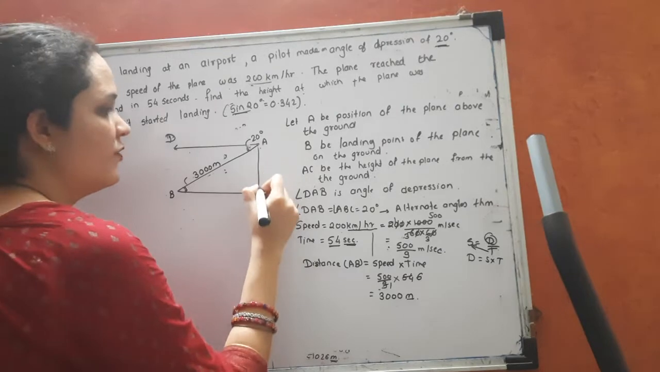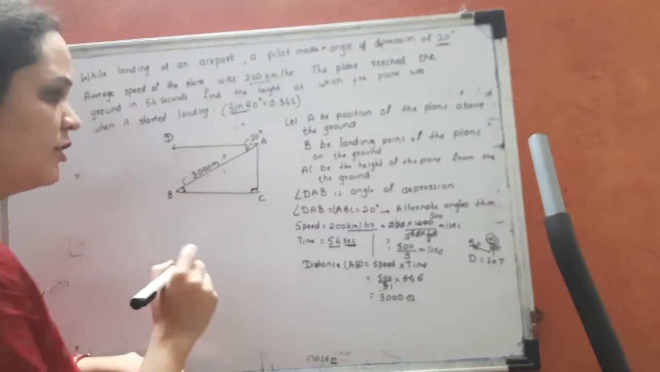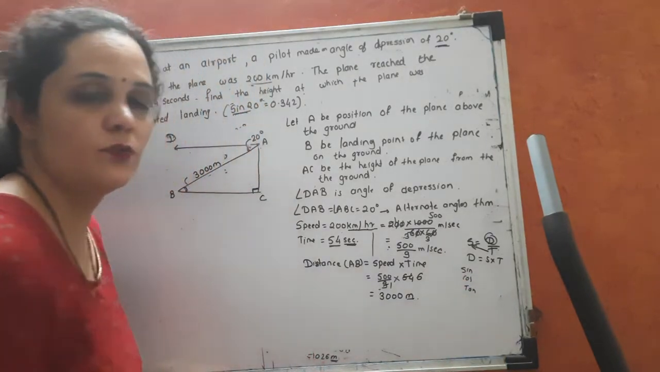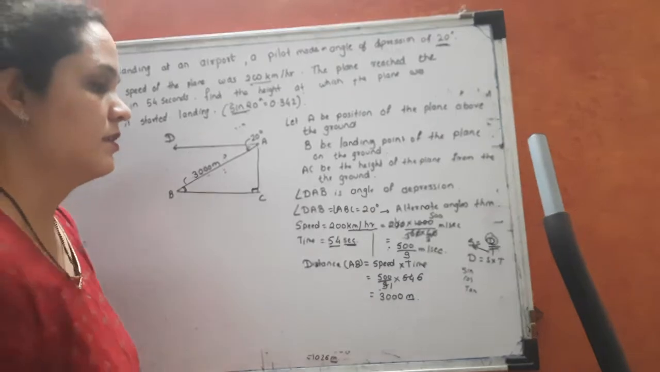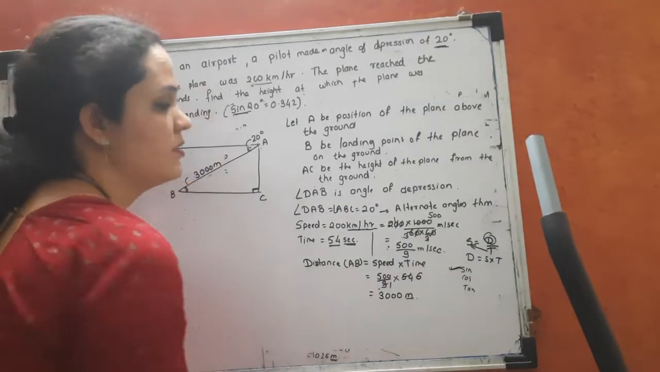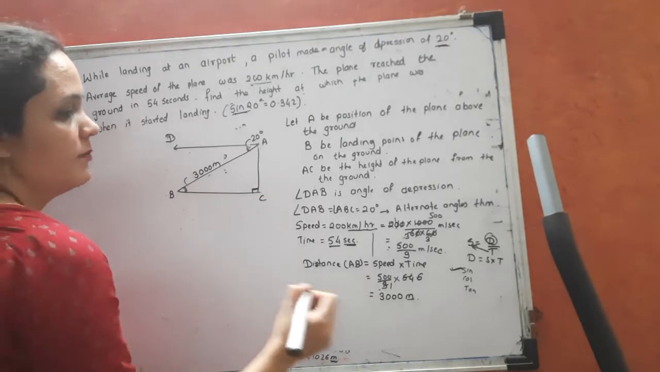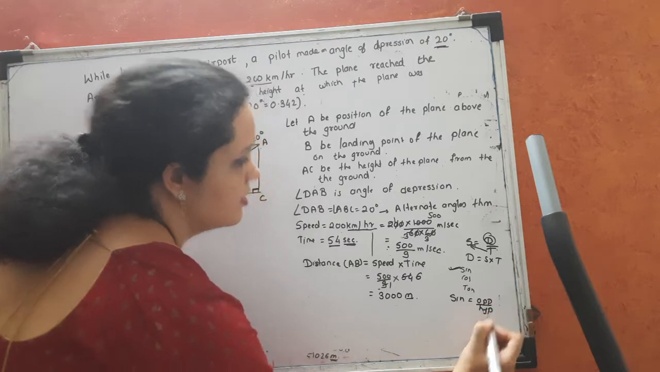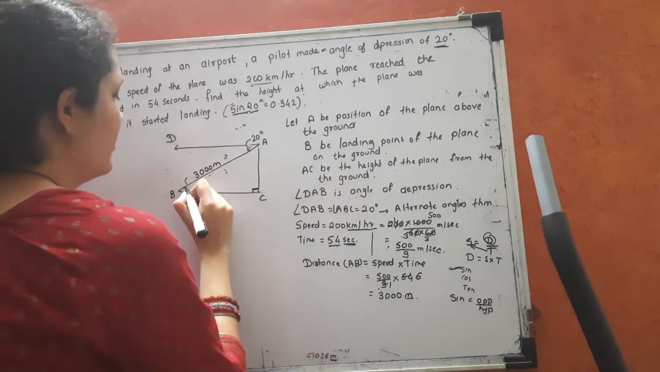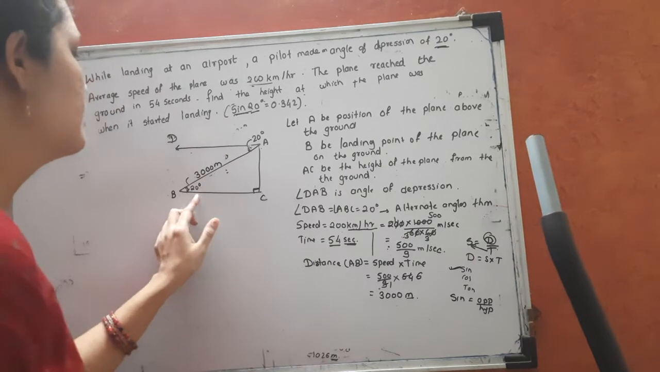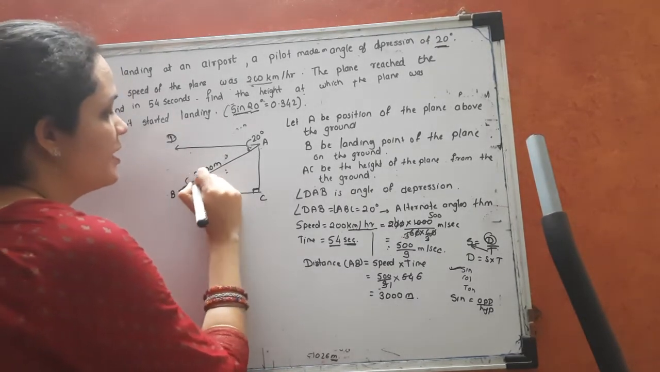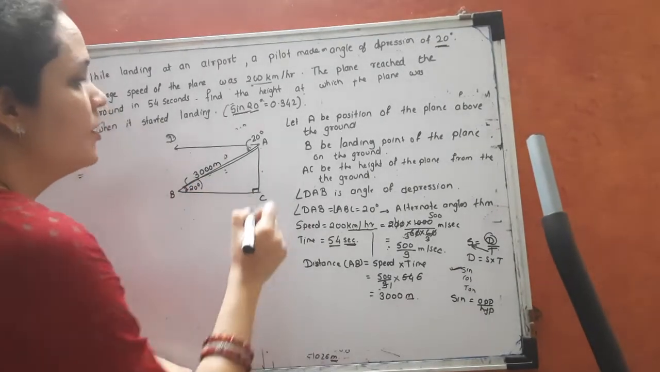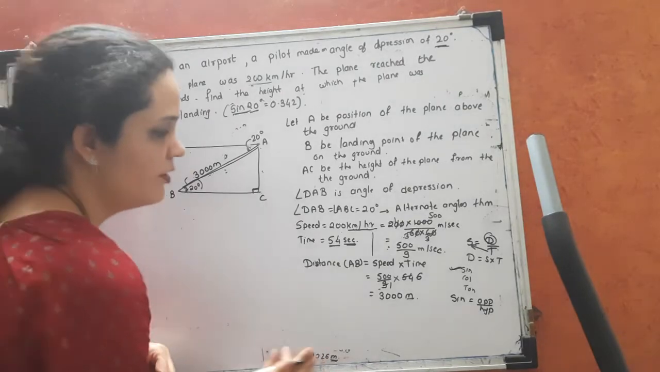To find the value of AC, you should use one of the formulas for sine, cos or tan. I will choose sine. Why do I choose sine? Because sine is opposite upon hypotenuse. Here the angle is 20 degrees, so sine 20 is already with us. The hypotenuse is already given and this quantity is unknown. So using these two known quantities, you can find the height AC. So I will use the sine formula.